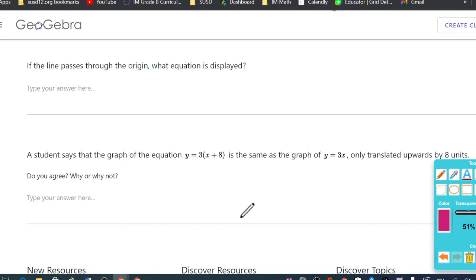If the line passes through the origin, what equation is displayed?